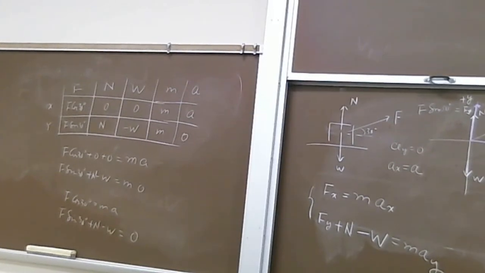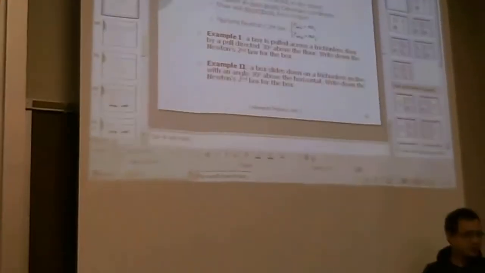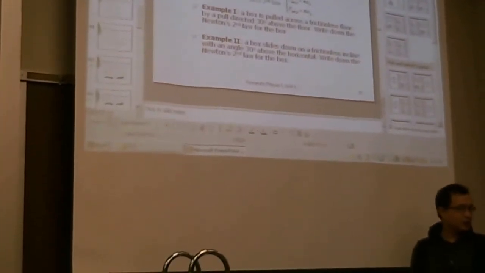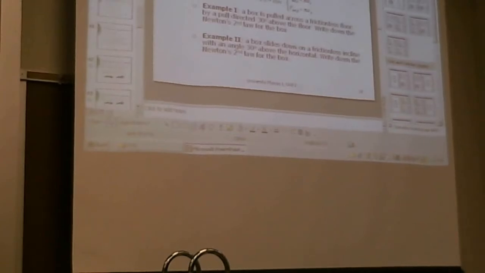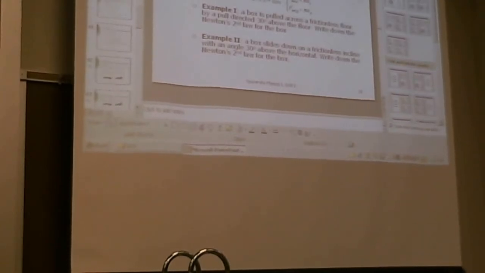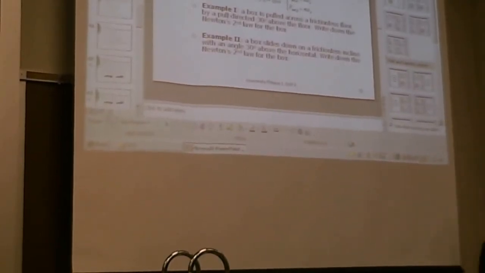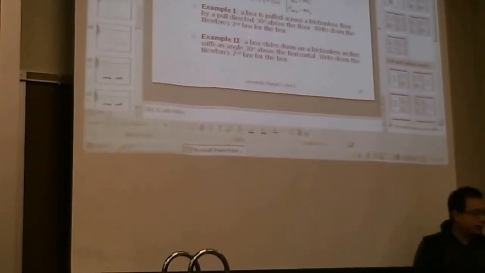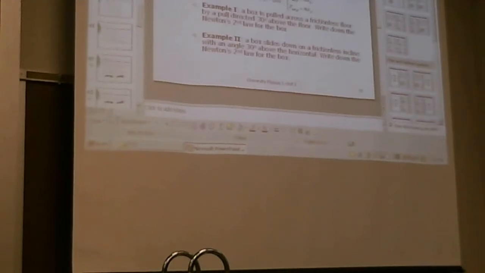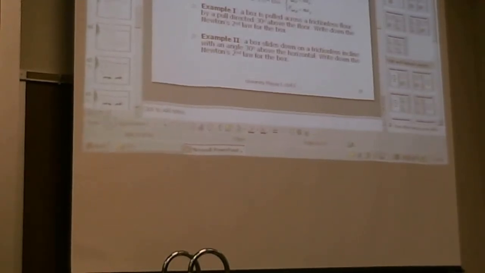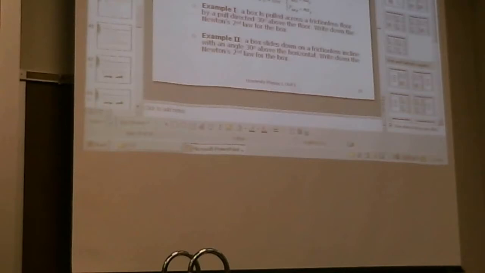Now, let's look at the second example. A box slides down on the frictionless inclined plane with a 30-degree angle. Please write down the Newton's second law for the box. Okay, slides down like this.